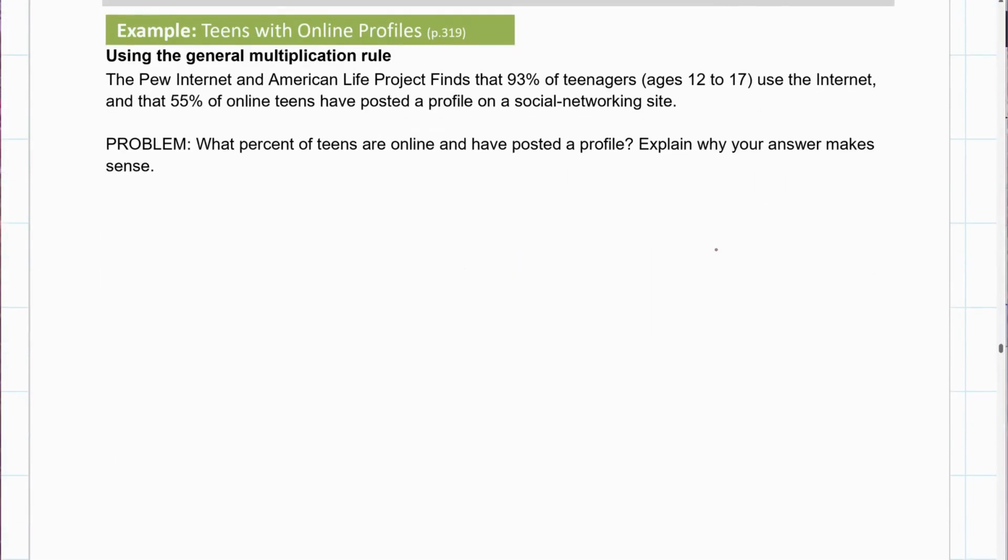So for example, the Pew Internet and American Life Project finds that 93% of teenagers use the internet and 55% of them have posted a profile on a social networking site. Question, what percent of teens online have posted a profile? This is asking what's the probability of teens having a, let's call it S for social networking. We can think of this as being the probability of being a teen times the probability of doing social networking given that you're a teen.